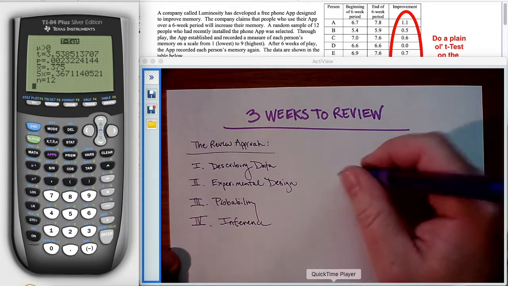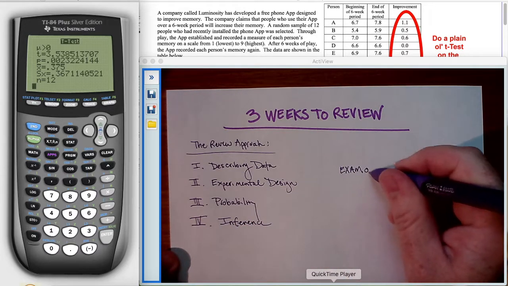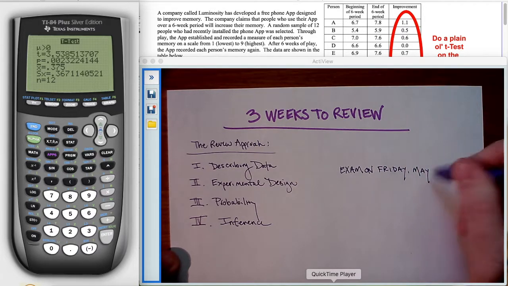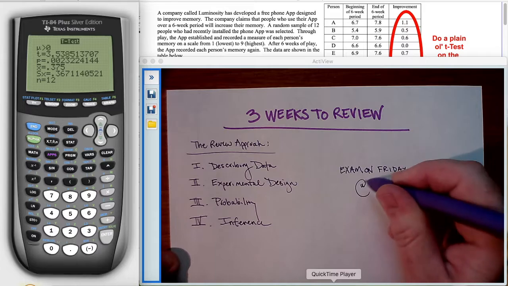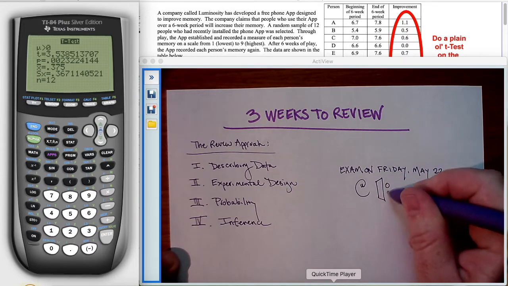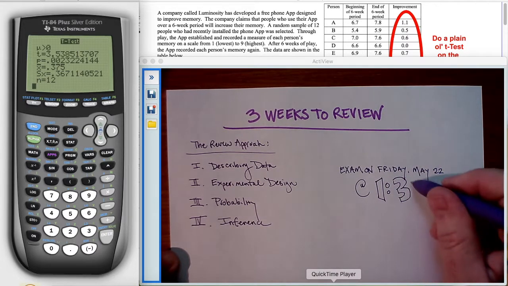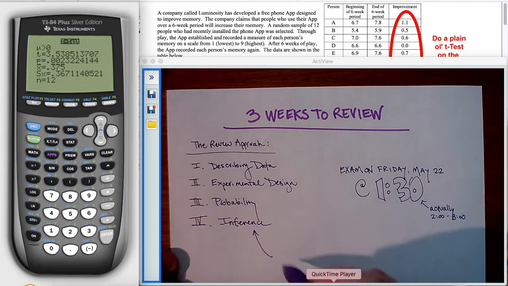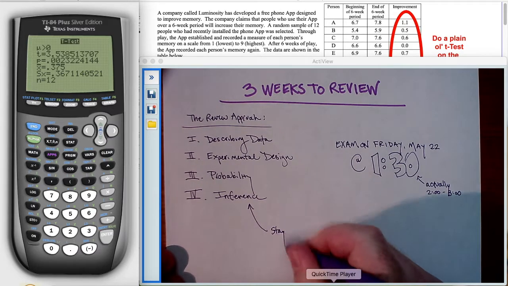Just as a reminder, you should put it on your calendar that the exam is on Friday, May 22nd, and you need to be ready to roll at 1:30 p.m. The exam actually is going to start at 2 o'clock, but they're suggesting that everybody be ready to roll, trying to log in and get access at 1:30.